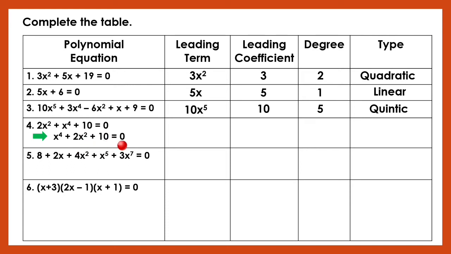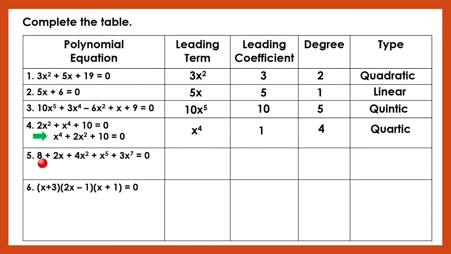Okay. Madali na nating ma-identify ang leading term, yung nandun lang sa unahan. The leading term is x to the 4th. What is the leading coefficient? So, yung leading coefficient is the numerical coefficient, that is 1. And then, yung degree, yung exponent niya, that is 4. What type of polynomial equation? That is quartic.